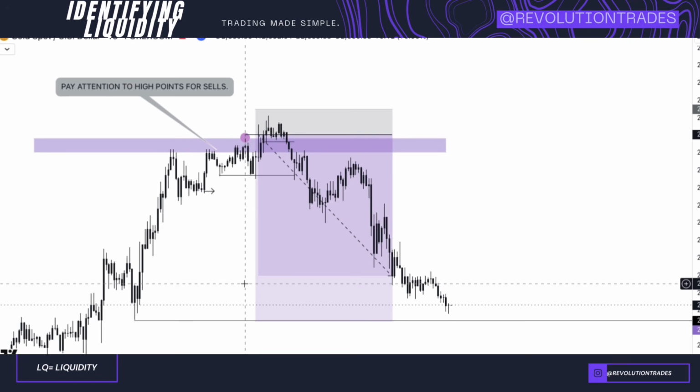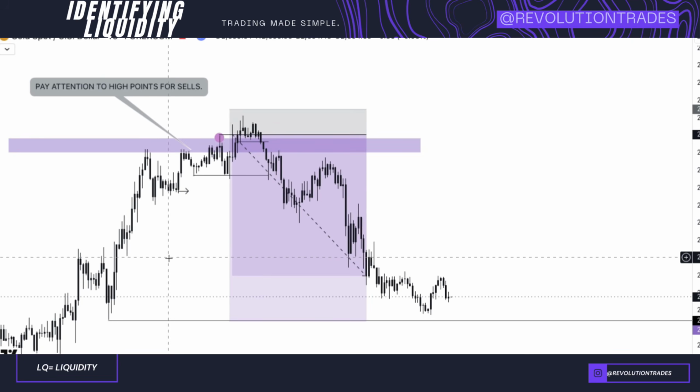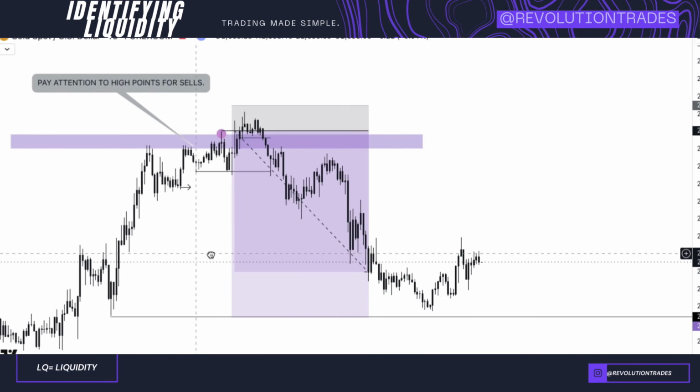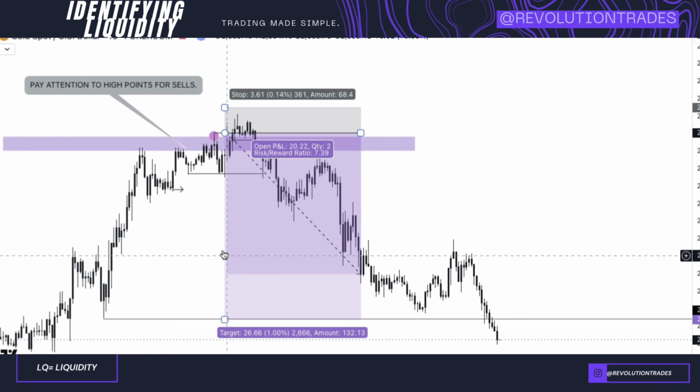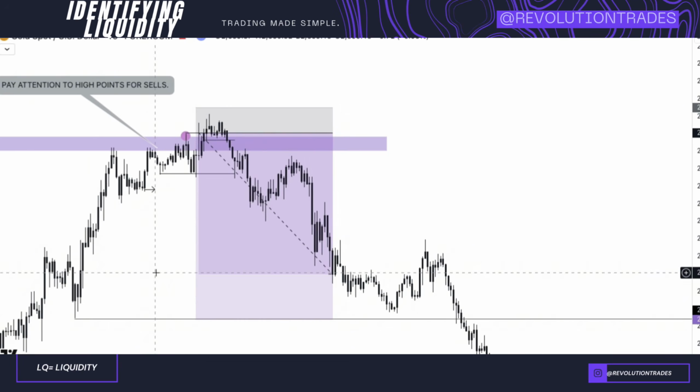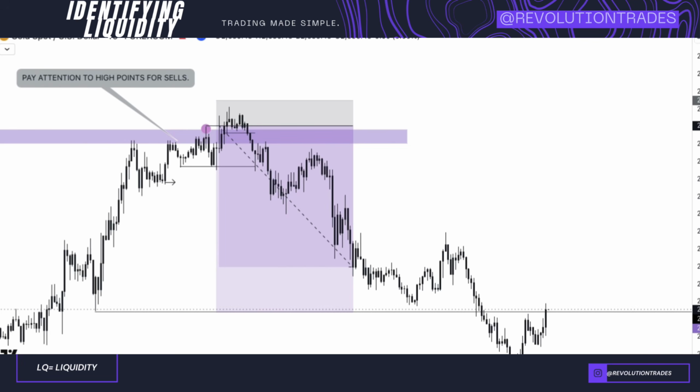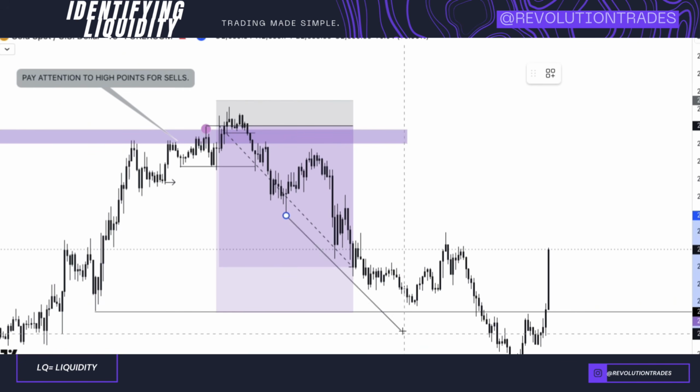So that is literally liquidity. That's how it works. So pay attention to those highs for sells. Pay attention to those lows for buys. If you can pay attention to them, and if you can pay attention to those 4 reactions that I told you usually happen, woo, you're going to be killing it. You're going to be incredible, okay? Incredible.